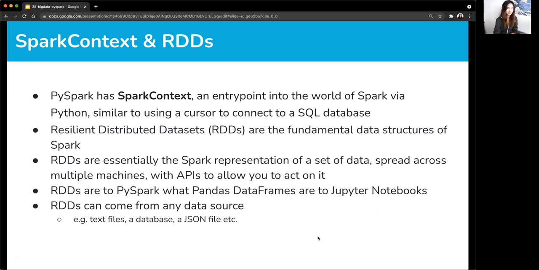And RDDs can also come from any data source. As we know with Pandas and data frames, we can read in JSON files, dictionaries, text files as well. So RDDs can come from any data source.